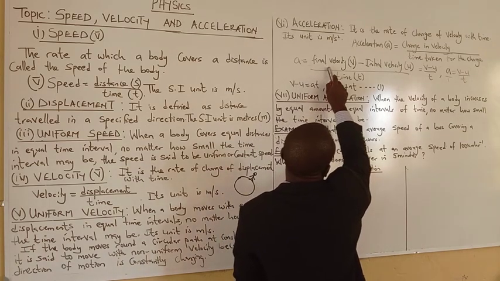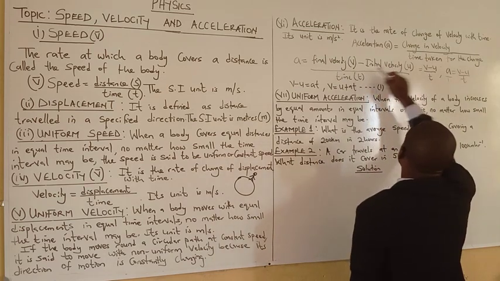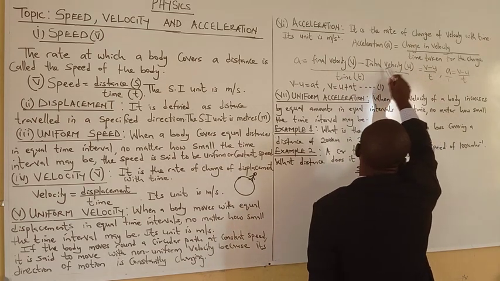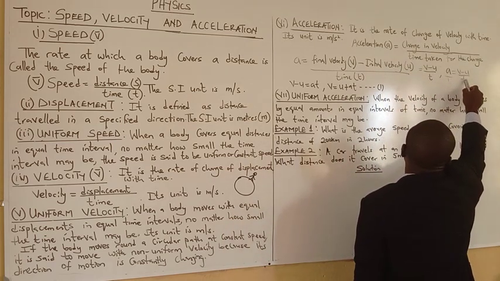Acceleration equals final velocity minus initial velocity over time. And see, I brought the alphabet out. V is to represent final velocity. We use U to represent initial velocity over time. A equals V minus U over T.